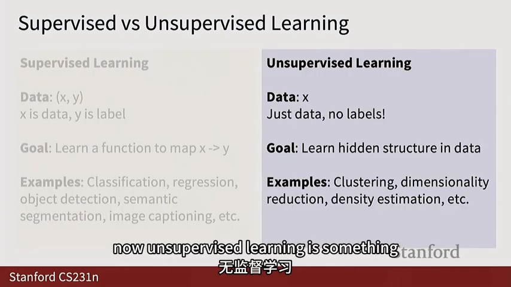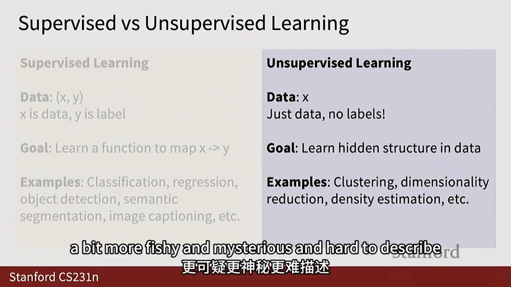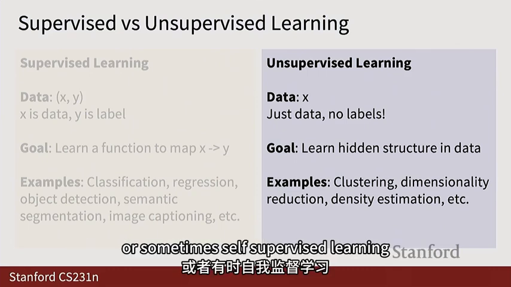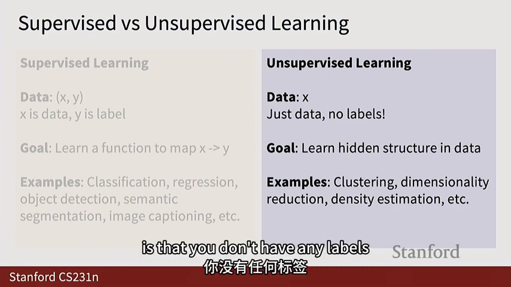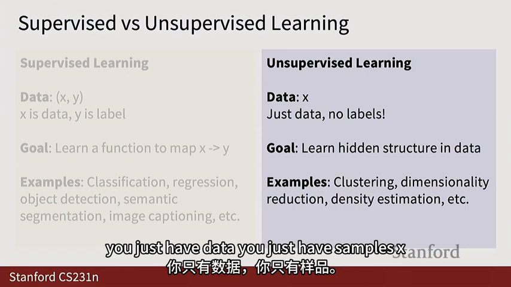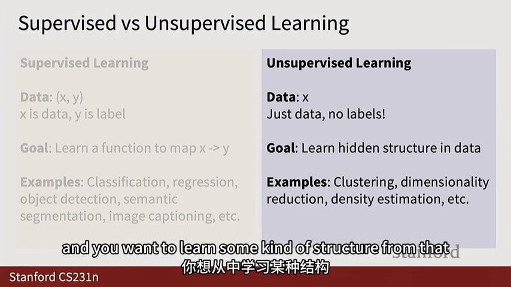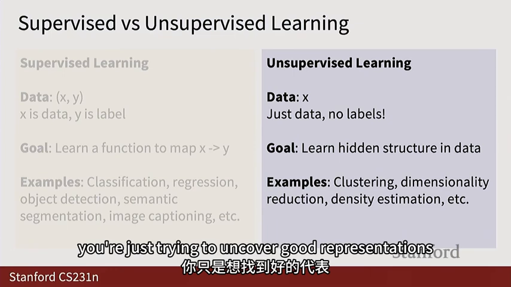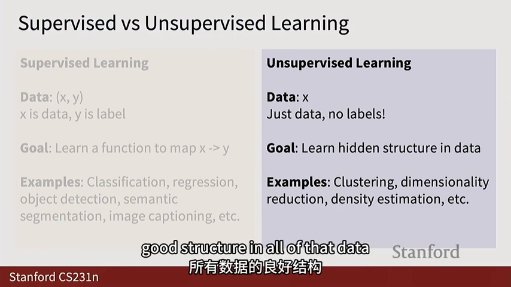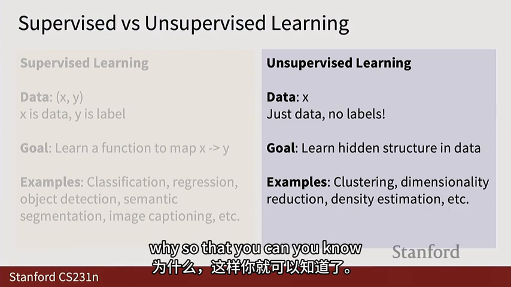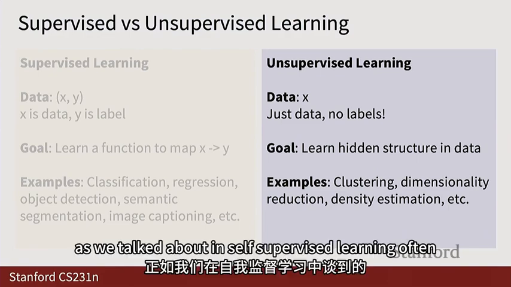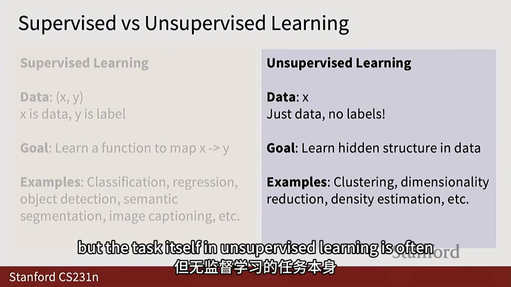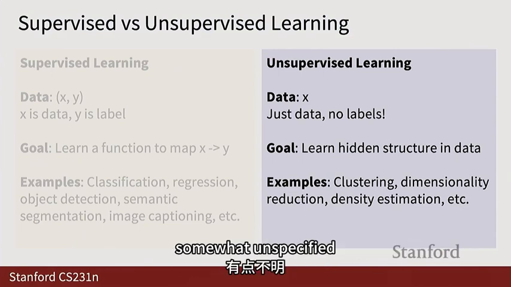Now, unsupervised learning is something a bit more fishy and mysterious and hard to describe. But the idea of unsupervised learning, or sometimes self-supervised learning, is that you don't have any labels. You just have data. You just have samples x. You just have images. And you want to learn some kind of structure from that data. There's no particular task you're necessarily targeting. You're just trying to uncover good representations, good structure in all of that data. Why? So that you can, as we talked about in self-supervised learning, often apply it to downstream tasks later on. But the task itself in unsupervised learning is often somewhat unspecified.